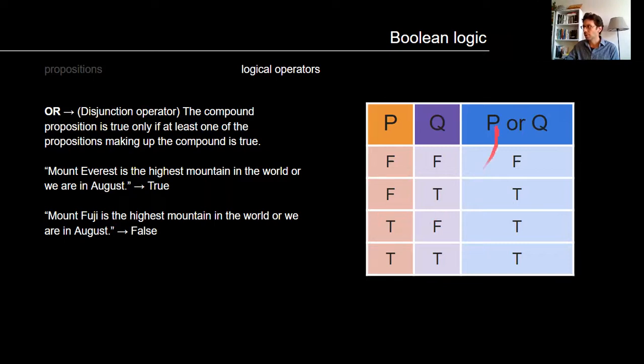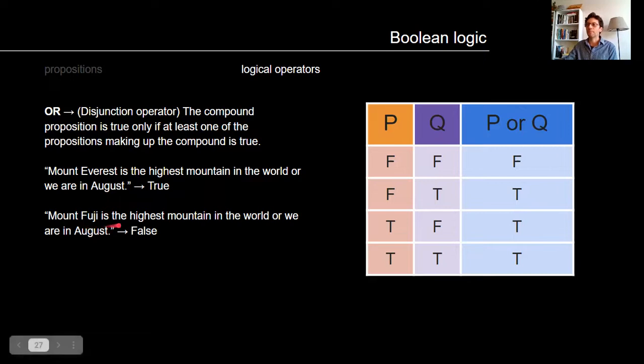I look at my truth table for OR. This time I'm looking at the truth table for OR. This is a different truth table compared with the previous truth table. You can go back in the video and see that the truth tables are different. Here, for this example, the first example on the left-hand side, we have true for P, Mount Everest is the highest mountain in the world, is true. And we have false for Q, we are in August is false. But even then, P or Q is true. Again, this truth table is given to us. We know that this is the truth table for the OR operator, okay? We look at the truth table and find out how P or Q comes out.